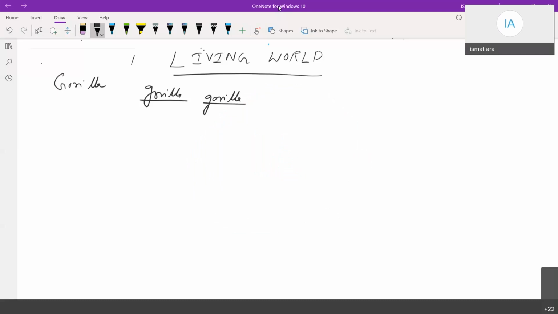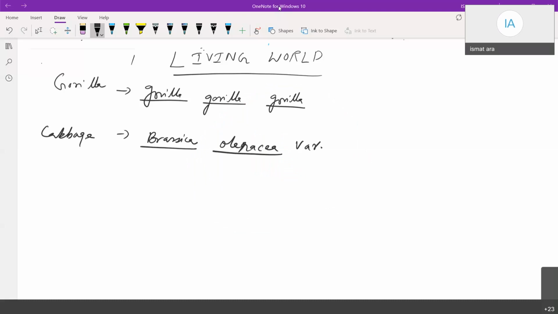Gorilla, gorilla, gorilla. Okay. Then for cabbage, that was one example I'm taking from plants. Now Brassica oleracea. In plants we are using varieties, so VAR, var. So trinomial nomenclature, that's one. Again, this one is variety, capitata.